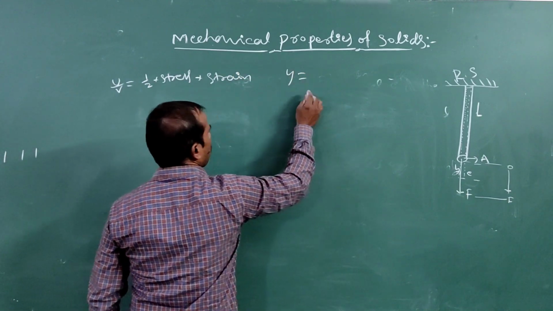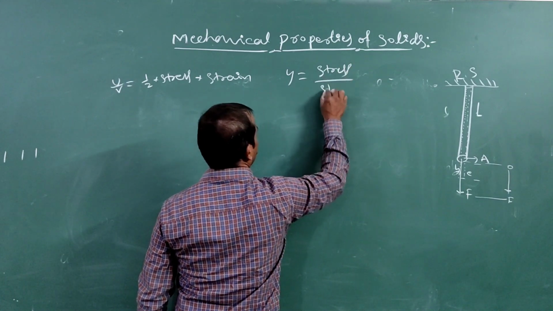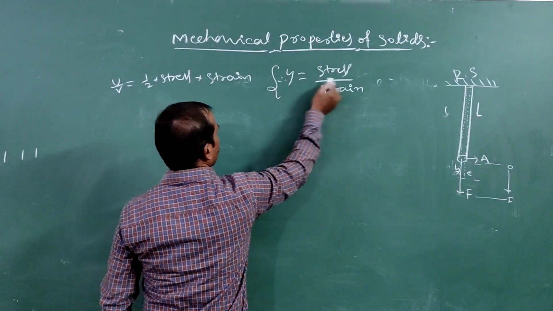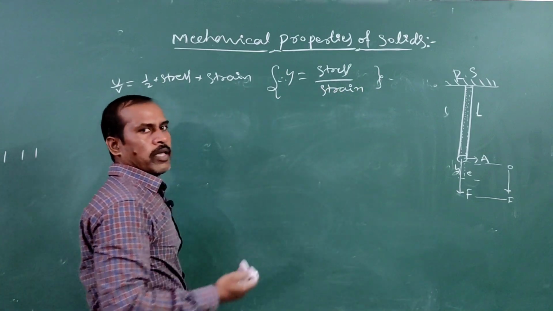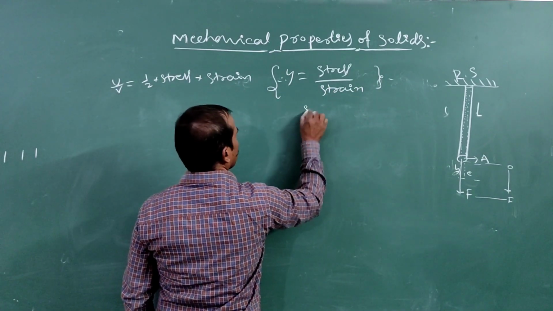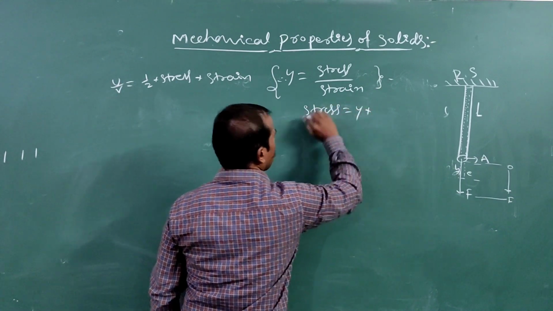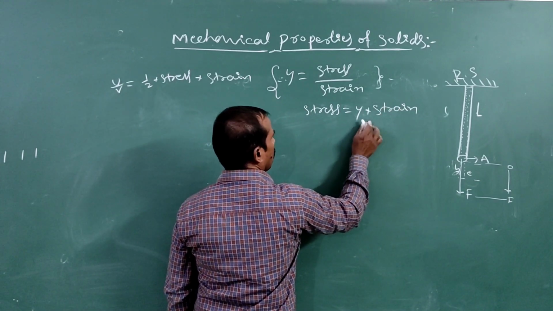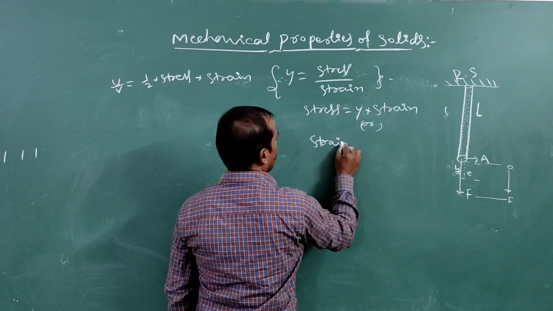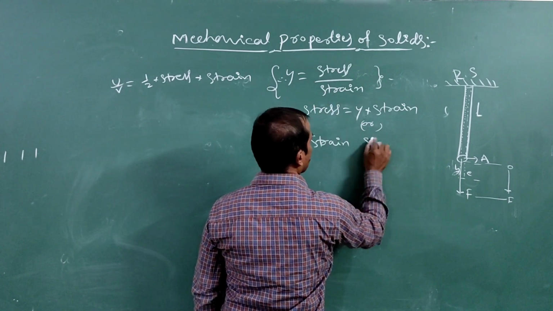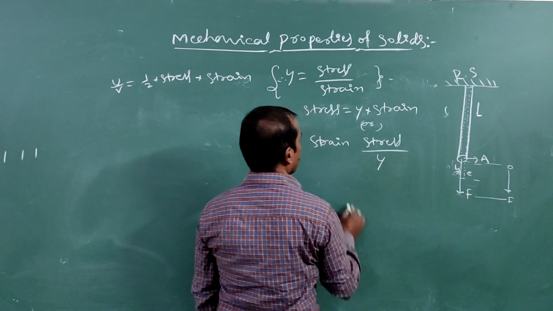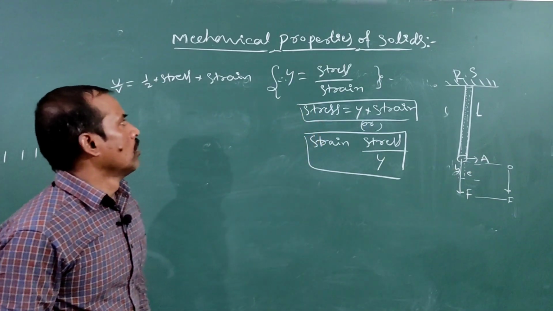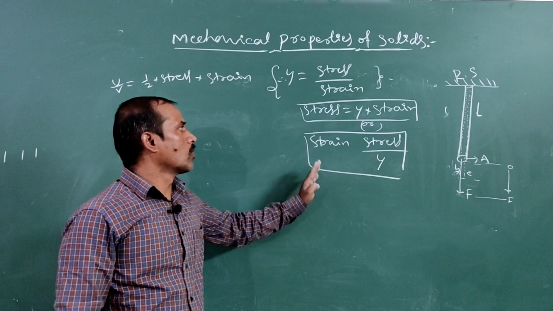But here Y is equal to stress by strain. Y is Young's modulus. So Y is equal to stress by strain. So stress is equal to Y into strain, or strain is equal to, by cross multiplication, stress by Young's modulus. చూడండి ఇక్కడ రెండు ఫార్ములాస్ రాసిన నేను యంగ్స్ ఫార్ములా నుండి. Now stress is equal to Y into strain, or strain is equal to stress by Y.